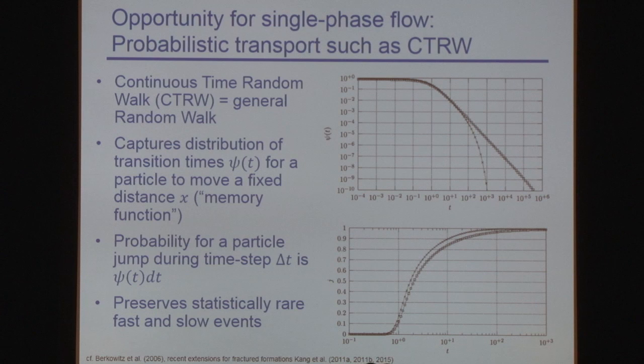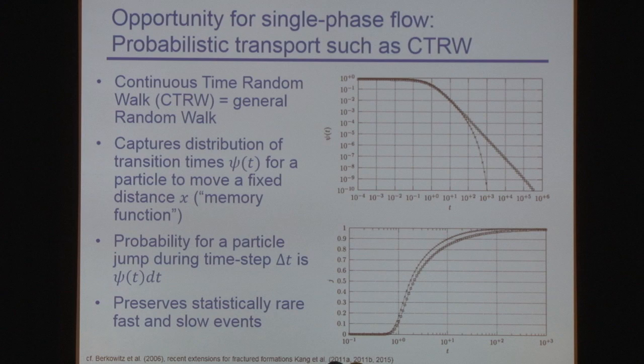What this modified random walk allows us to do is to model single-phase flow using probabilistic transport approaches, such as continuous-time random walks, in fractured geologic formations. Brian Berkowitz has put this on a much nicer, more mathematical and physically sound basis than I did when I explained this with a drunken Scotsman.